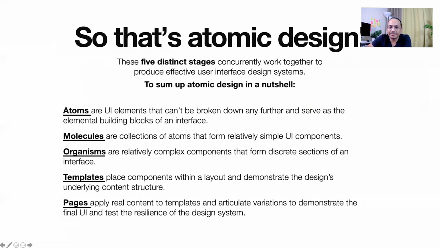So that's atomic design, right? Five distinct stages work together to produce an effective user interface design system. To sum up, the atoms are the smallest unit. Atoms, when combined together, make up molecules, and when many molecules or many components are clubbed together, that makes up the organisms. Then these organisms and other elements like molecules and atoms can come together and create templates, and these templates are then used to create a lot of different pages, right, with the real content.